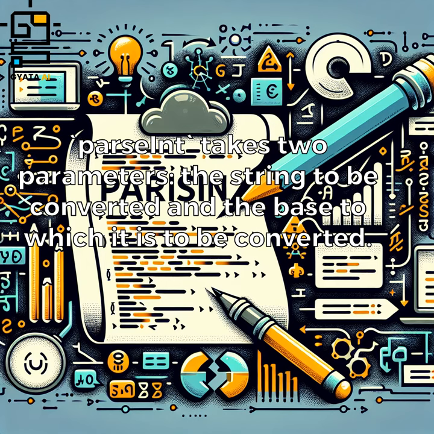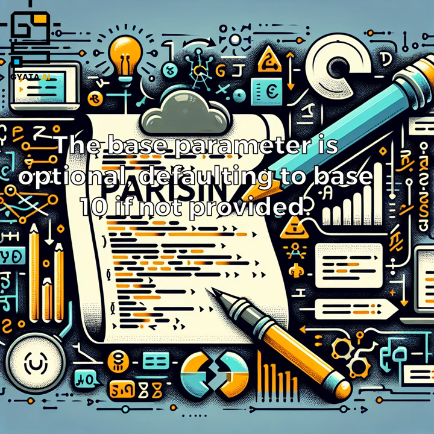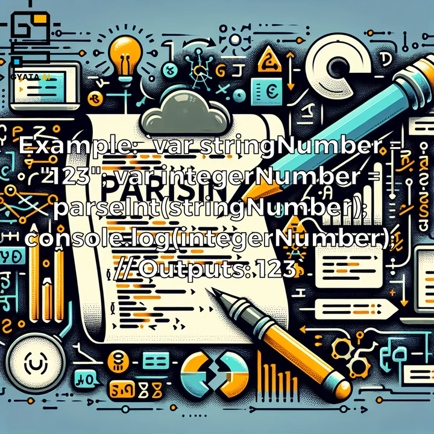parseInt takes two parameters: the string to be converted and the base to which it is to be converted. The base parameter is optional, defaulting to base 10 if not provided. Example: var stringNumber = "123"; var integerNumber = parseInt(stringNumber); console.log(integerNumber) outputs 123.